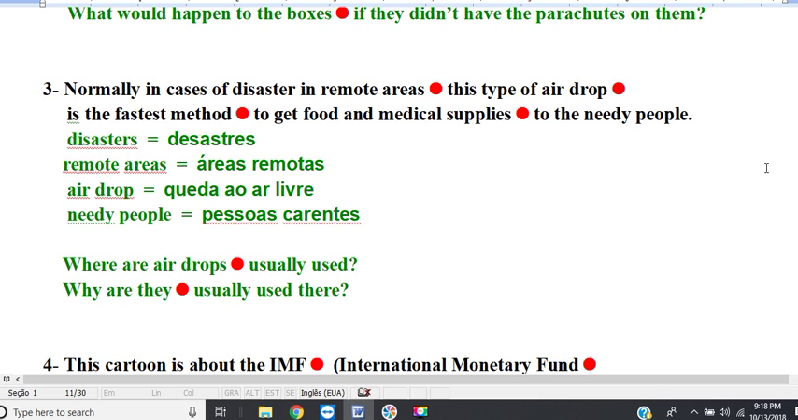Questions. Where are airdrops usually used? Next question. Why are they usually used there? Well, normally in cases of disaster in remote areas, this type of airdrop is the fastest method to get food and medical supplies to the needy people.